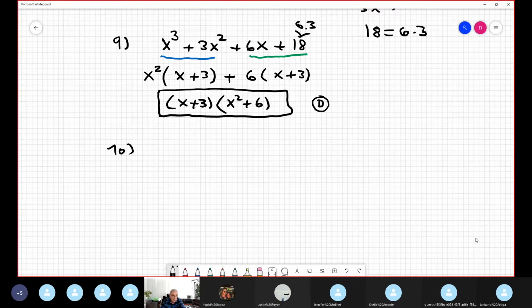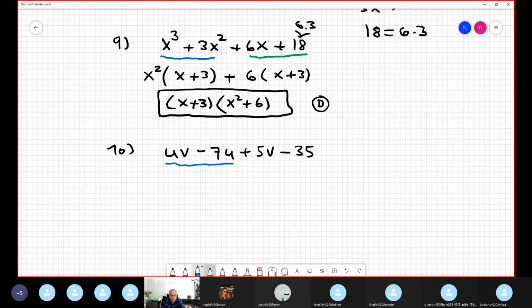Problem number 10: u b minus 7u plus 5b minus 35. Again, a good candidate for grouping because we have 1, 2, 3, 4 terms. So I try the GCF in the first couple and the GCF in the second couple.